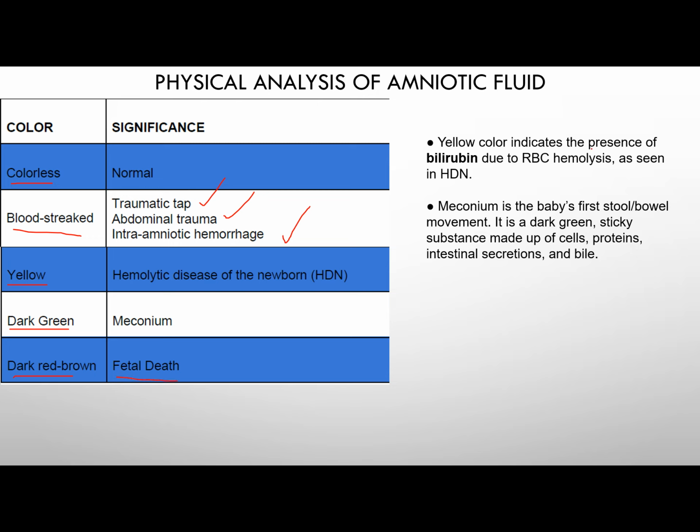So yellow color indicates the presence of bilirubin, class, due to RBC hemolysis seen in HDN. Then the dark green color of amniotic fluid is due to meconium, class. Meconium is the baby's first stool or bowel movement. It is a dark green, sticky substance made up of cells, protein, intestinal secretions, and bile.